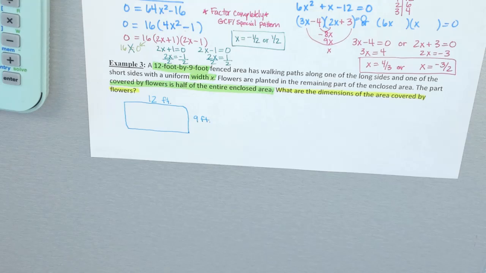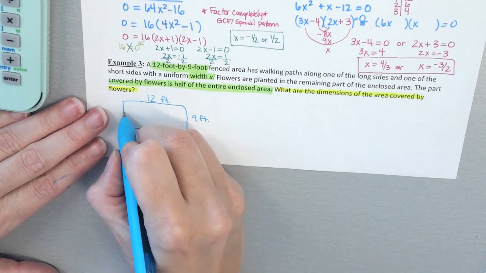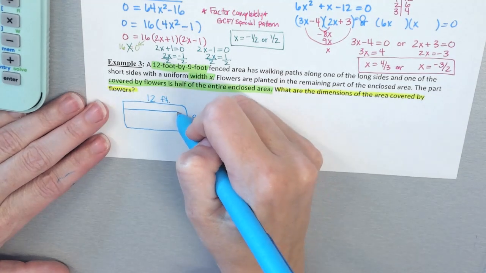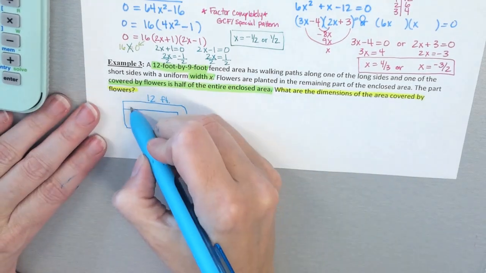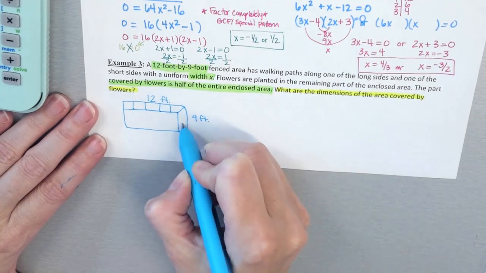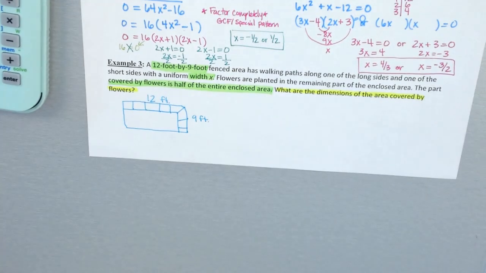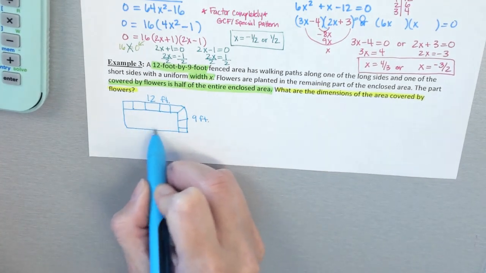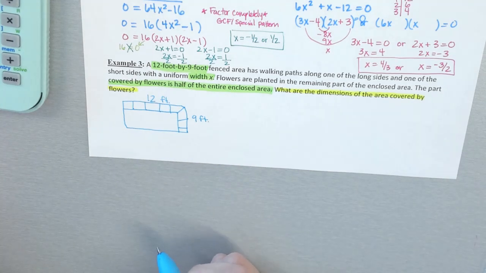It has a walking path along one of the long sides. So this would be along one of the long sides and one of the short sides. So you have like a sidewalk here. So we can make the sidewalk. Nice little path. Okay, and then what we're trying to find is the dimensions of this area. Not the area itself, but the dimensions.